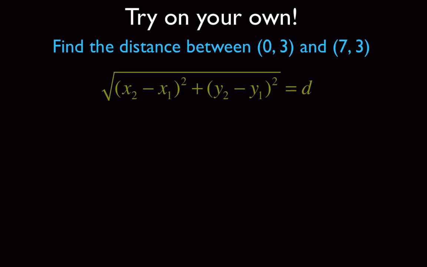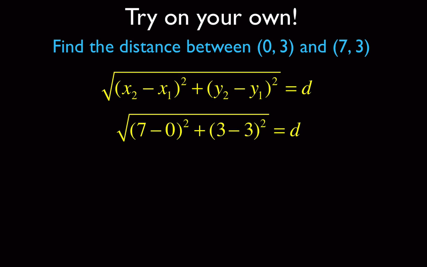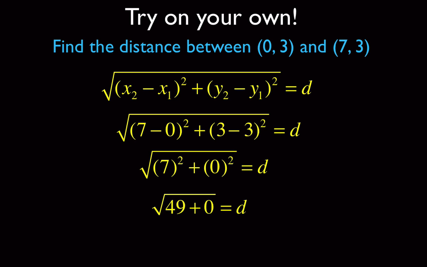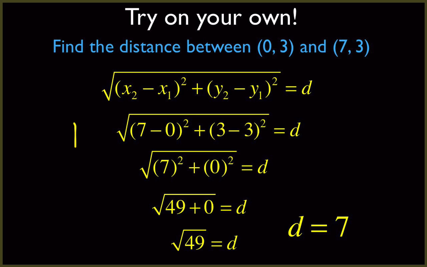All right, so plugging in my x and my y, I have 7 minus 0 and 3 minus 3, which gives me 7 squared plus 0 squared. That then equals 49, and the square root of 49 is 7. What I wanted to talk about here is if you were to look at these 2 points on a line, however, you'd have 0, 3, and you'd have 7, 3.